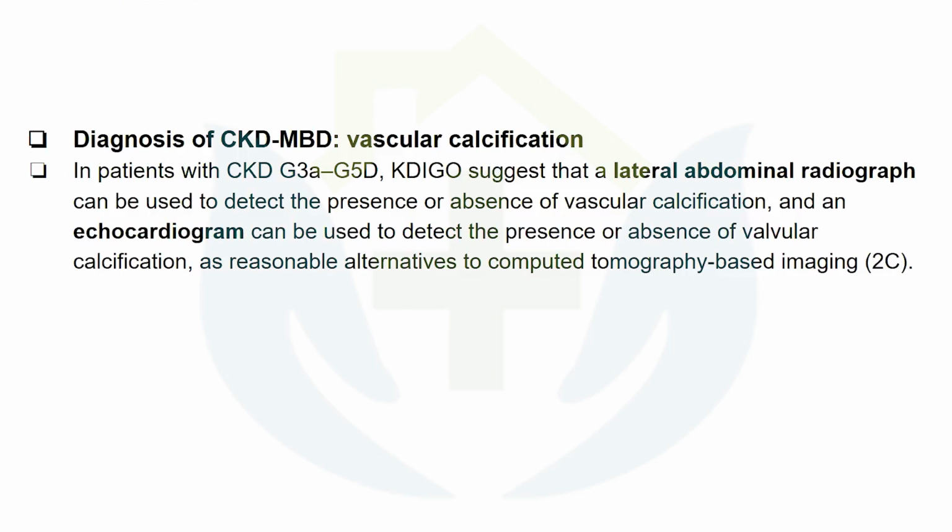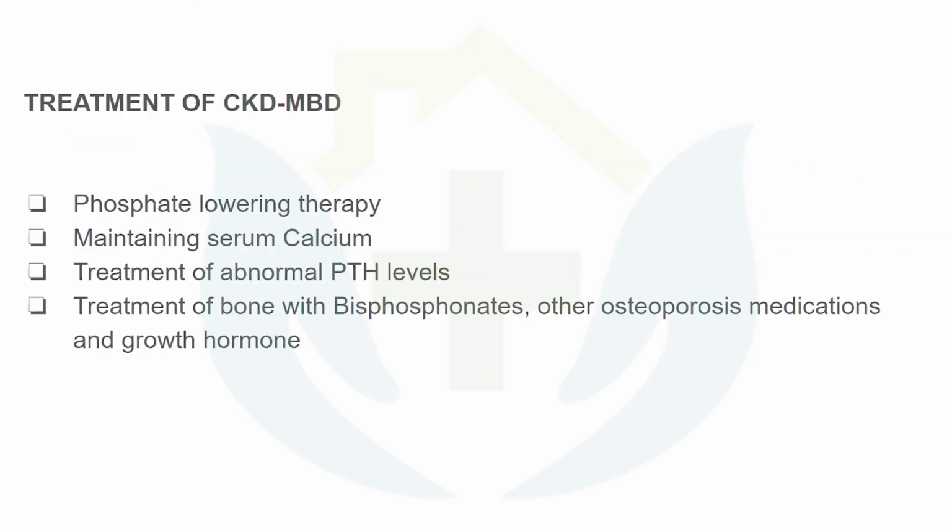Along with this, native vitamin D levels should be assessed and corrected if there is deficiency. Also, BMD testing is advised in patients at risk for osteoporosis. And always remember that trends of the values are more important than a single value to decide treatment. Also, to identify vascular calcification, lateral abdominal X-ray and echocardiogram should be used.